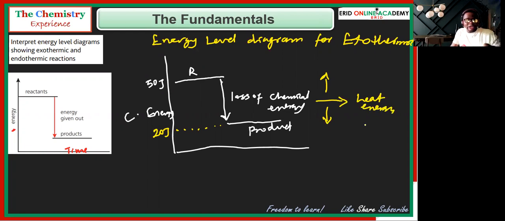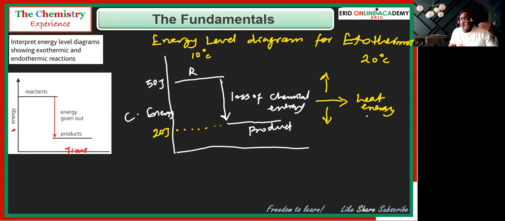Okay, so if it is lost in form of heat energy, I would expect that when I started the reaction, maybe I started at 10 degrees Celsius, at the end of the day I may get something like 20 degrees Celsius, because heat energy is now available, which was not available before. Heat energy is now available.